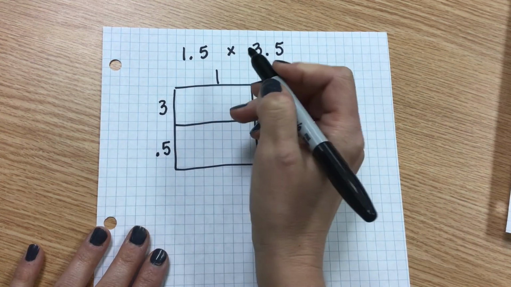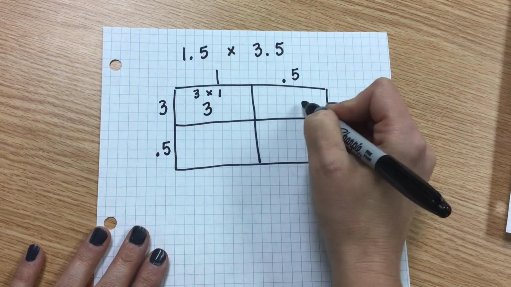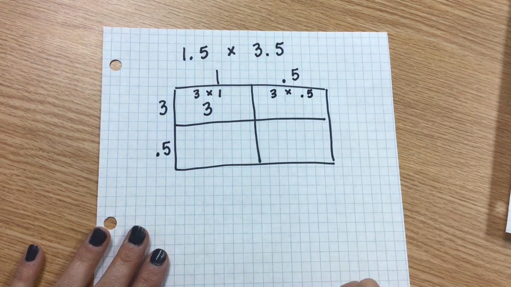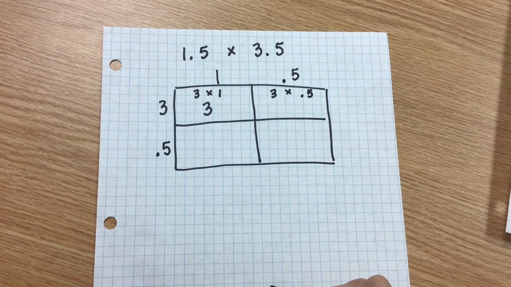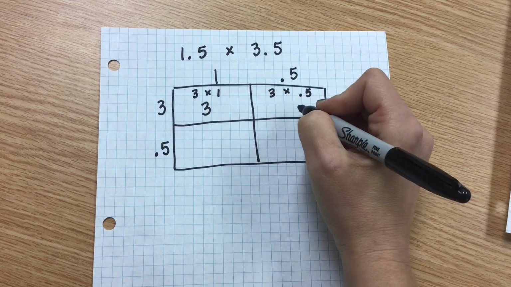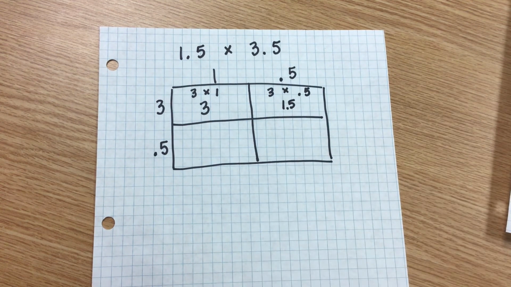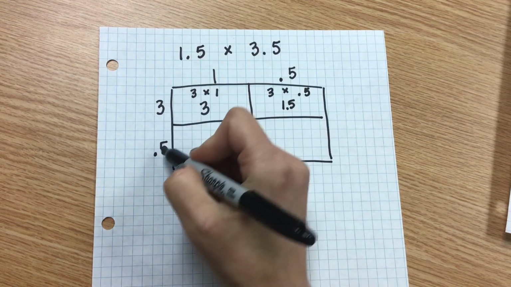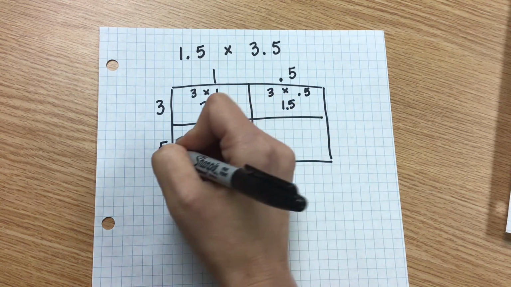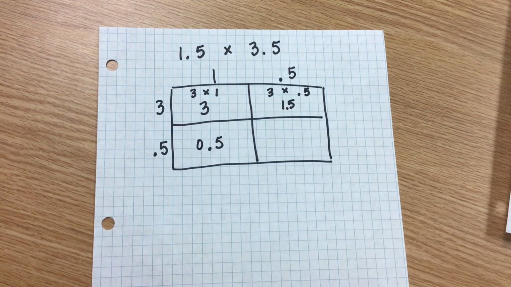So up here I have 3 times 1, and that of course is going to be 3. Over here I'm doing 3 times a half. So remember, 3 times a half is 3 times 5, 15, but there's one number that's going to be after the decimal, so it's going to be like that. So you still have to remember those decimal rules. 1 times 5 is 5. However, one number has to be after the decimal, so it's going to be like that. You can go ahead and put a 0 there if you want.